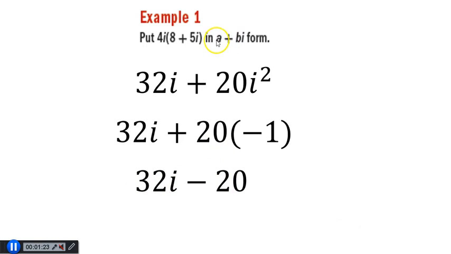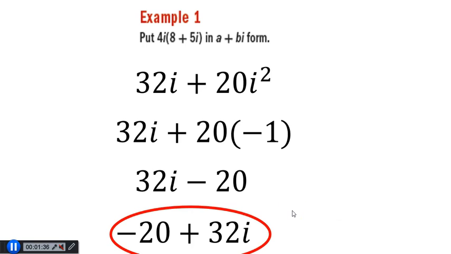We want to put this in A plus BI form, and that's not exactly the form that it's in. So we're going to use the commutative property to switch that around, and we get -20 plus 32I, and that is our A plus BI form of this expression, where A, the real part of this complex number, is -20, and B, the imaginary part of this number, is positive 32.